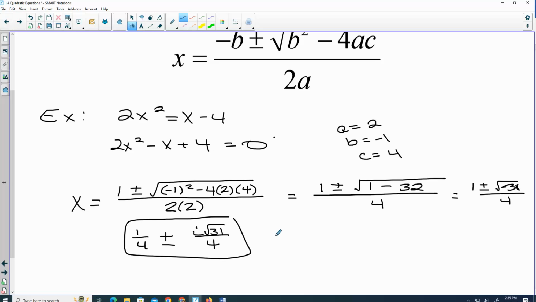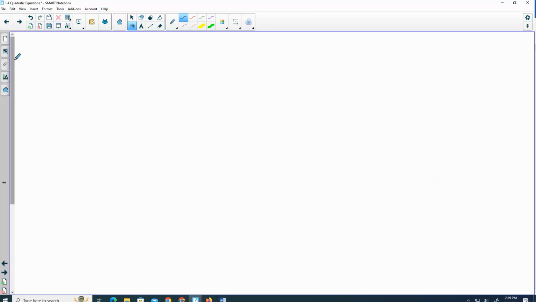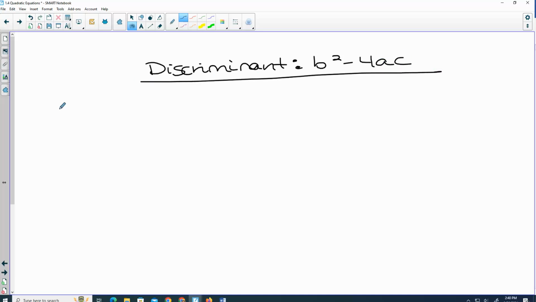Last thing I want to mention is sometimes we don't even need the entire solution. When we're talking about a graph, the kind of solution matters. Like, is it going to be an i? Or is it a nice number? Do I get the same answer twice? Or do I get different answers? And so, the discriminant can be helpful. Discriminant is just the thing under the square root in the quadratic formula. So in the quadratic formula, we have the square root of b squared minus 4ac. So discriminant is just b squared minus 4ac.